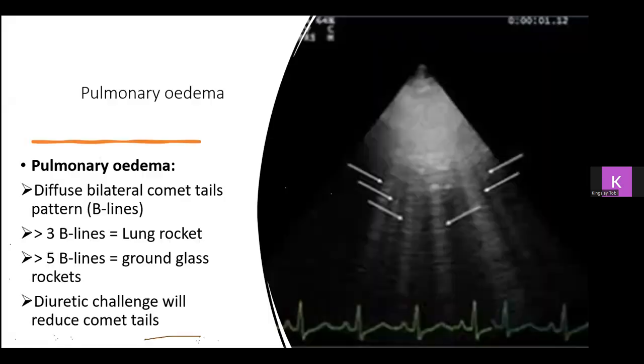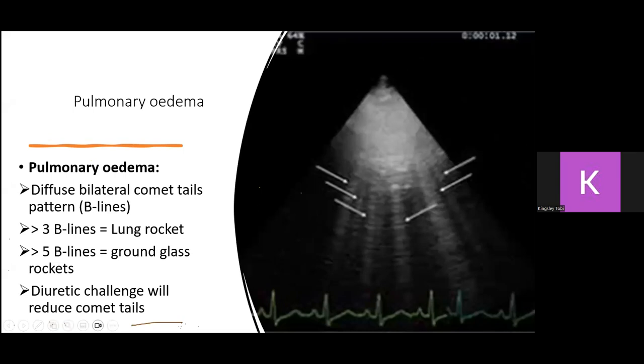we call it the ground glass rocket. So it's the whitening of the lung surface. Now, another way to be sure this is pulmonary edema is to do a diuretic challenge with furosemide. You will see that the number of B-lines will reduce. And that shows you that this patient is in pulmonary edema.